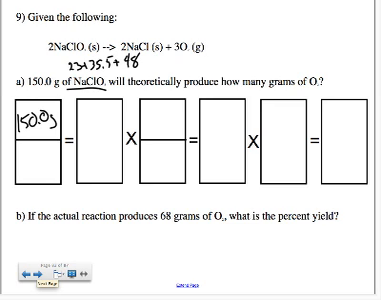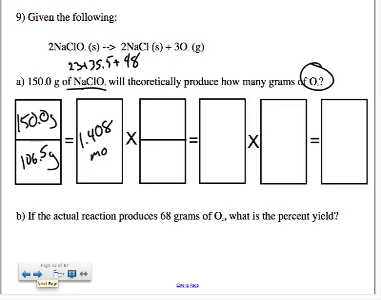48 plus 35.5 plus 23 is 106.5 grams. So 150 divided by 106.5 is 1.408 moles of sodium chlorate.